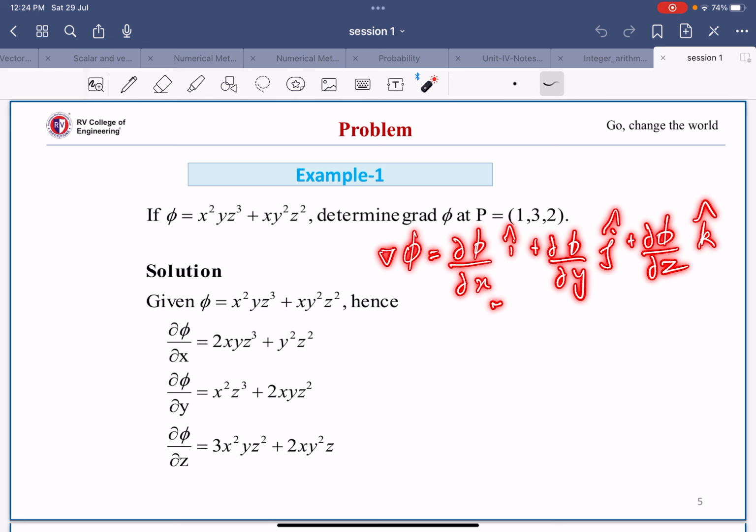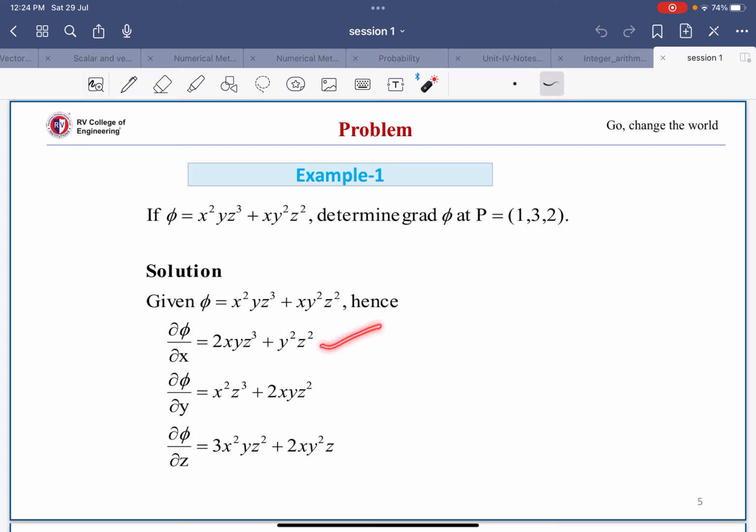So we shall first find dou phi by dou x, dou phi by dou y, dou phi by dou z. Dou phi by dou x is partially differentiating with respect to x, treating y and z constants. So the derivative of x square is 2x, y z cube is written as it is, the derivative of x is 1, so it remains y square z square. Now dou phi by dou y, treating x and z constants and partially differentiating with respect to y, we get x square z cube plus 2 x y z square. Dou phi by dou z: the derivative of z cube is 3z square, x square y is retained as it is, and the derivative of z square is 2z, and x y square is retained as it is. So these are the partial derivatives dou phi by dou x, dou phi by dou y and dou phi by dou z.